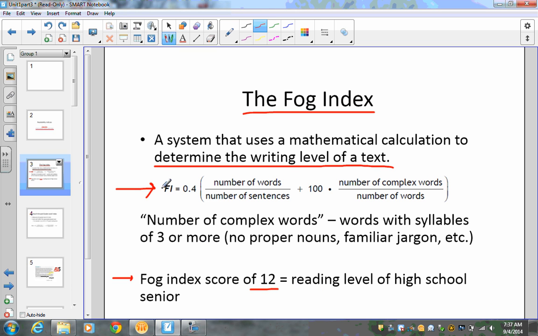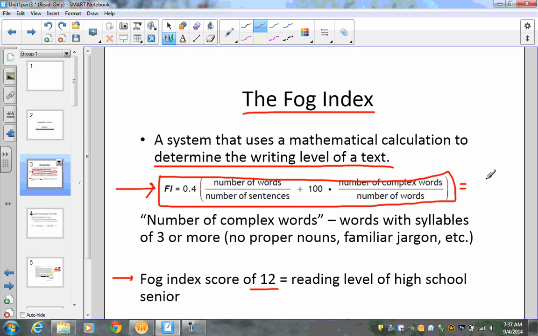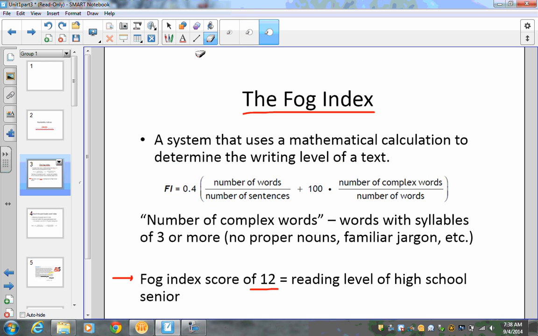So when we take our information and plug it into this equation here, it is going to give us a number. So let's just play the what-if game and throw in some numbers, and it ends up being 5.3. Well, you would say that the level of difficulty for that particular text would be for a fifth grader.